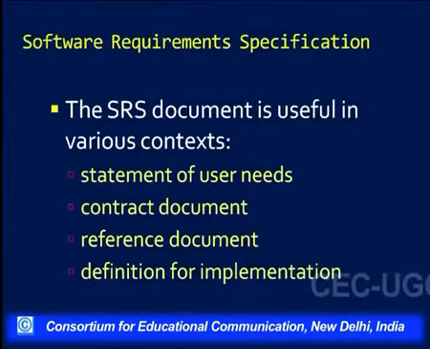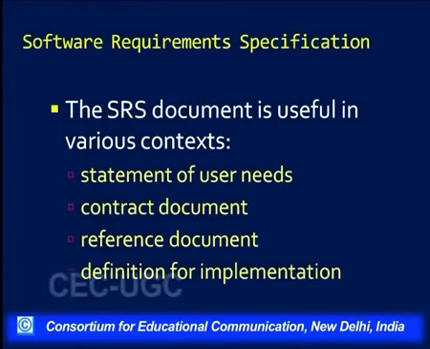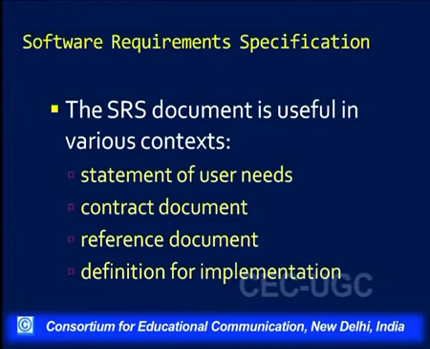Now we'll do an in-depth understanding of what a software requirement specification document is. It is useful in various contexts. Firstly, in the simplest words, it is a statement of users' needs. What are users' requirements? Then it also serves as a contract document. So it is a legal document, a binding document. Whatever is stated in the requirement specification document is a part of a legal contract, and the software developing team has to provide whatever has been signed as the SRS.